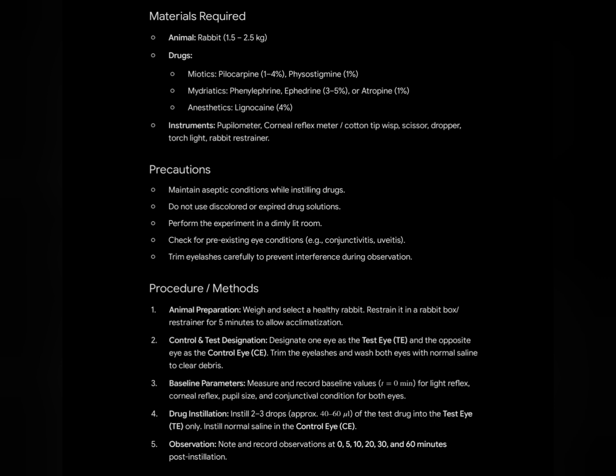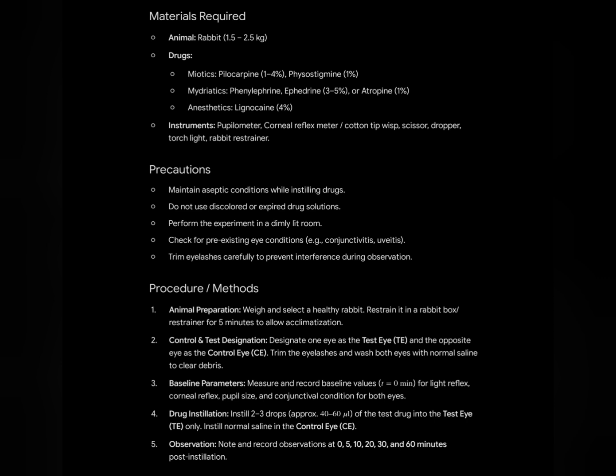Third, baseline parameters: measure and record baseline values at T equals 0 minute for light reflex, corneal reflex, pupil size, and conjunctival condition for both eyes. Fourth, drug instillation. Instill 2 to 3 drops, approximately 40 to 60 microliters, of the test drug into the test eye, TE, only. Instill normal saline in the control eye, CE.